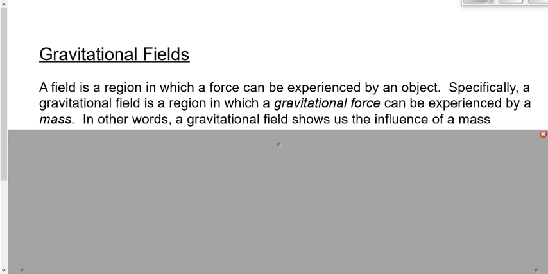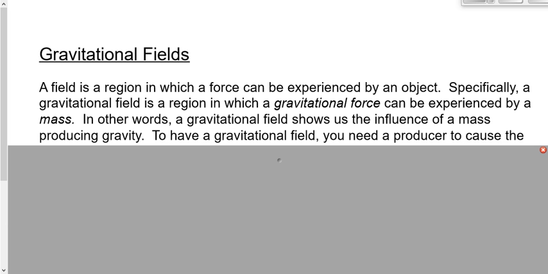So the gravitational field shows us the influence of something producing gravity, like the Earth, whether or not there's something there to experience that. In order to have that gravitational field, all you need is the producer. All you need is that thing, that big heavy thing to dent the fabric of space-time. You don't need the experiencer. You don't need the board marker. To have the field, all you need is a producer, whatever causes gravity.